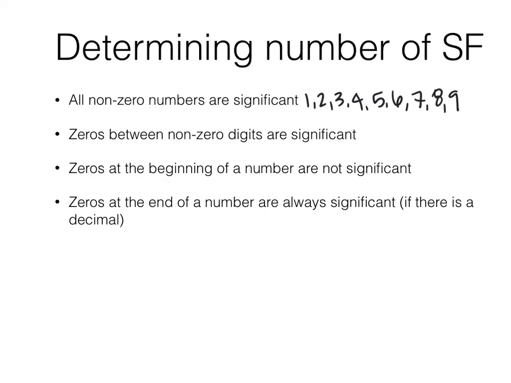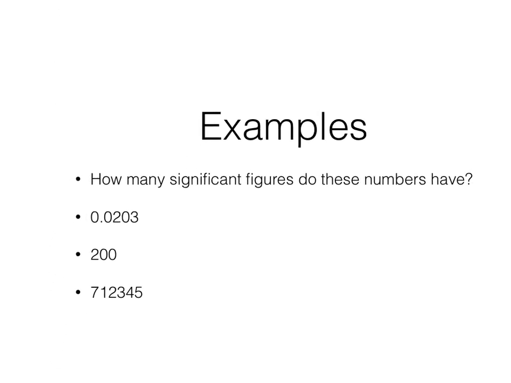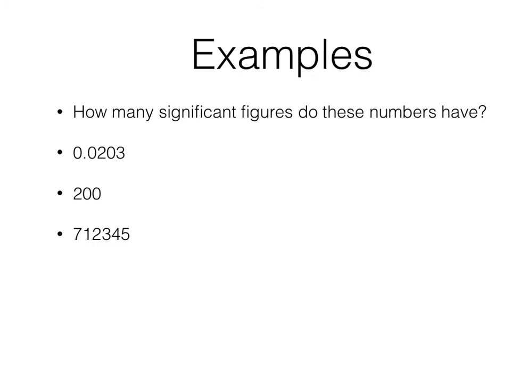Okay, so let's work on counting how many significant figures these digits have. So in the first one, there are 3 zeros. So we can look at these values, and so I'm going to use a highlighter to highlight the significant digits.